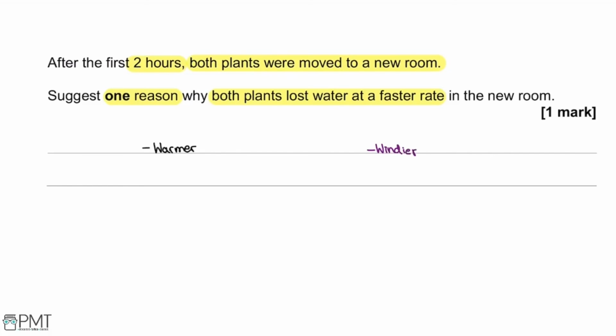faster rate. The new room could be drier because the water molecules want to move from that more dilute area into the more concentrated area. They want to spread out. And then the last one you could say is that the new room is brighter, so this will also cause a faster rate of evaporation.